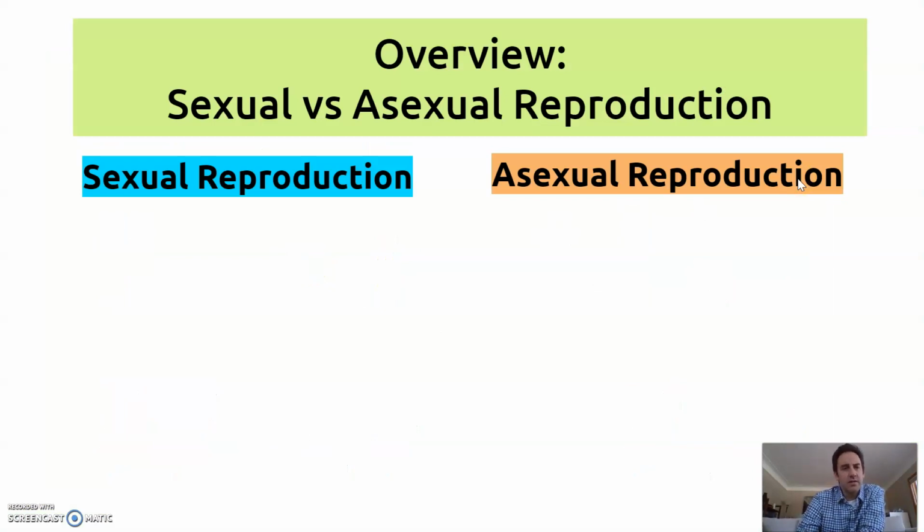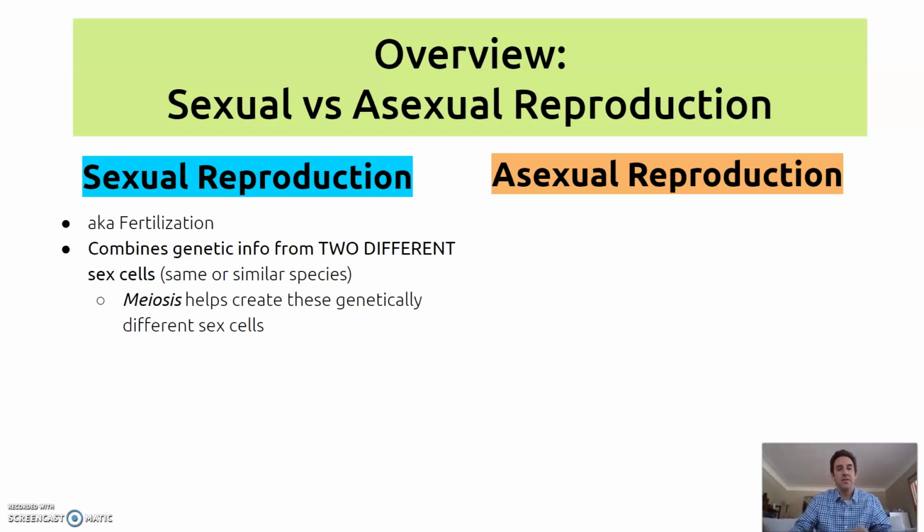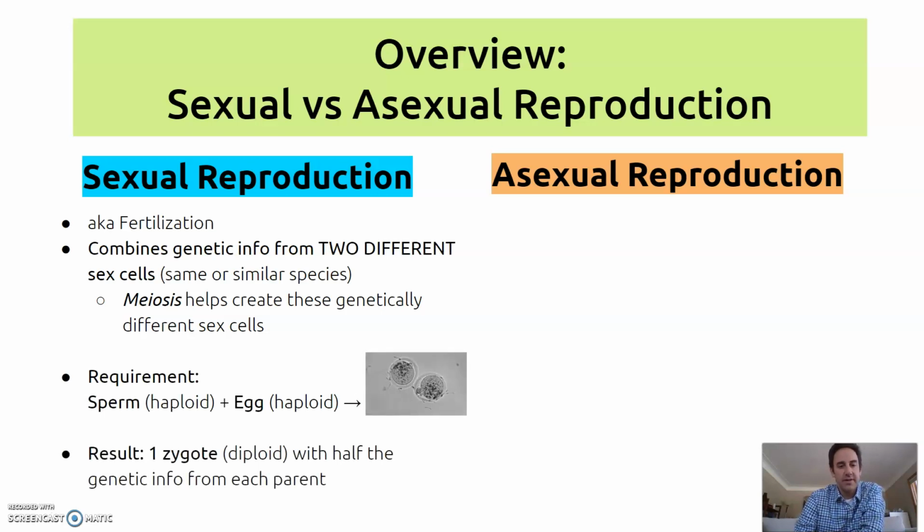Finally, just a quick little addition here, sexual versus asexual reproduction. Sexual reproduction is what we've been talking about, where genetic material from 2 individuals is combined. Sperm and egg come together in this process of fertilization. We're combining genetic information from 2 different sex cells, and central to this is meiosis, because meiosis is what cuts the chromosome number in half so that we can come back together to the whole again. So sperm plus egg creates a zygote.